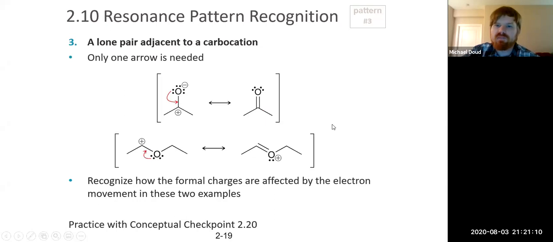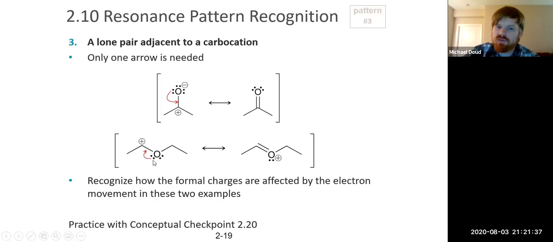Okay, next up, easy enough. If you have a lone pair that's adjacent to a carbocation, that lone pair can form a pi bond to the carbocation. All you have to do is draw a curved arrow pointing from the lone pair to the sigma bond between that atom and the carbocation. So you're forming a pi bond, basically. You take the lone pair, it forms a pi bond. The same thing can happen down here.